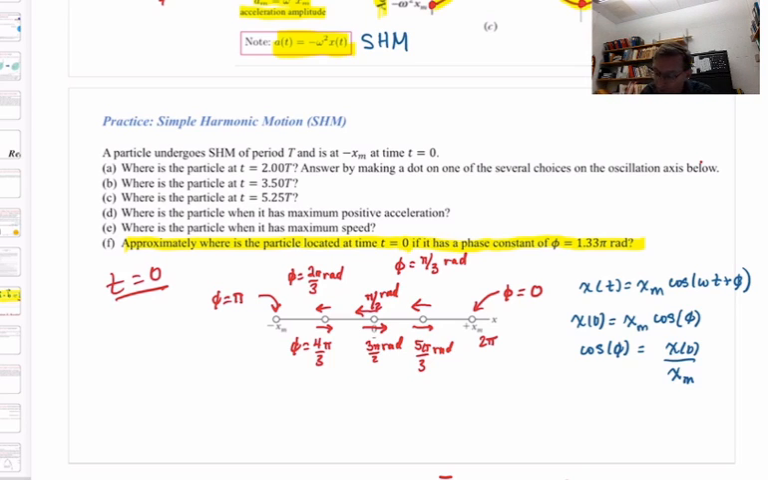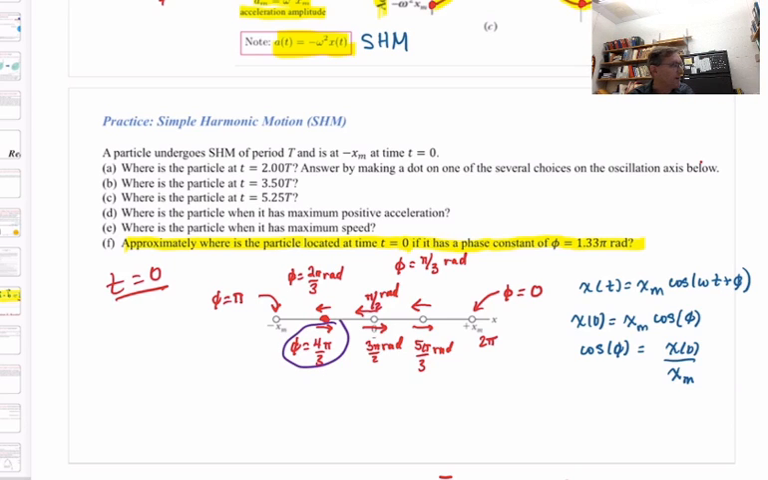So where is the particle located if the phase constant, phase angle, is 1.33 pi? Well, that's approximately 4/3 pi, isn't it? So I know where it is. It's right there, halfway between 0 and negative x max, and traveling to the right.